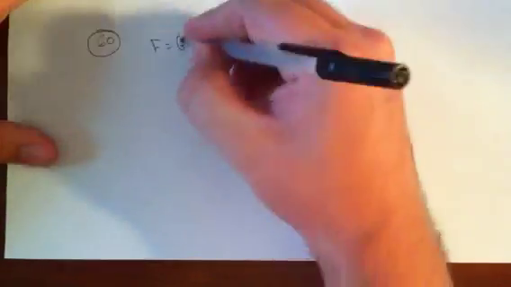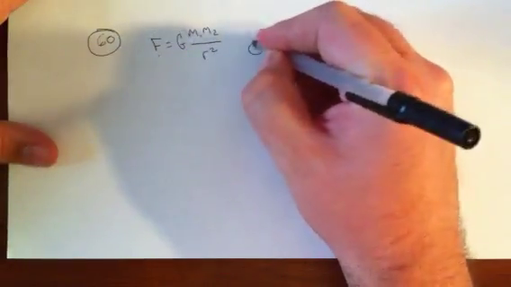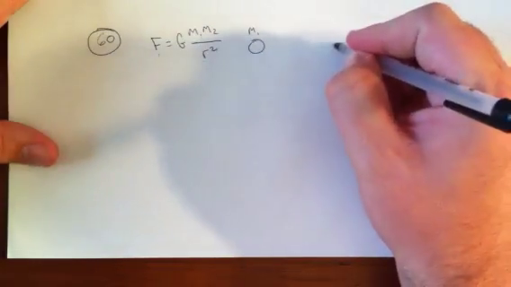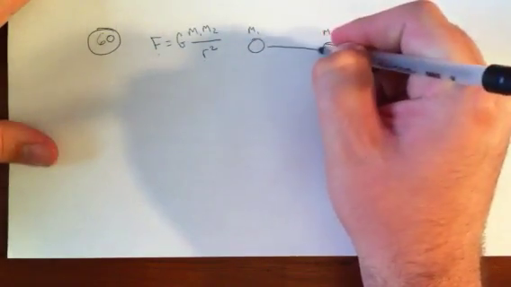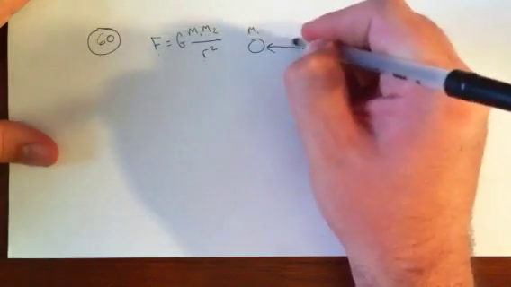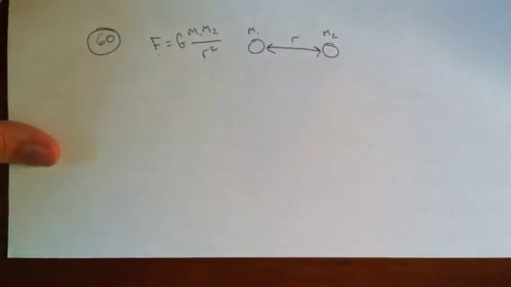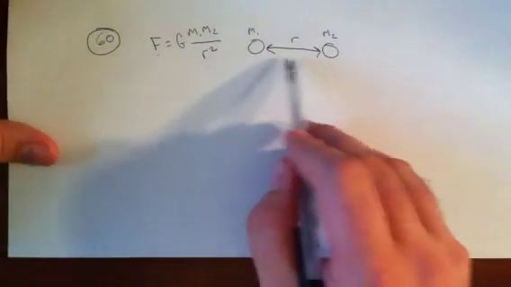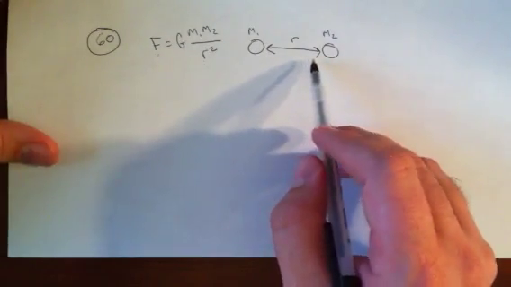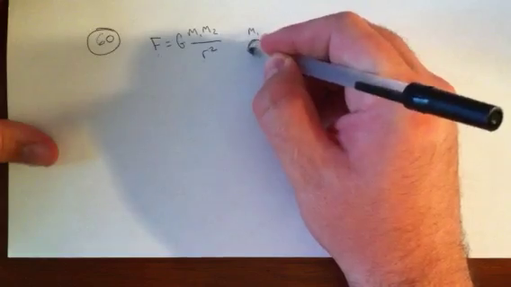So the situation looks like this. We have one mass, we have a second mass, and they're separated by some distance. And so this equation gives us the force between these objects here. Okay? And that's all that we're talking about.